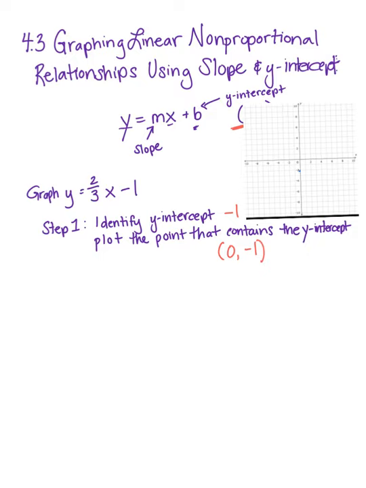Okay, so our next step is going to be to graph our second point. So we've got one of the points that was really easy because we just used our y-intercept with 0 being the x. So step 2, we are going to find the second point. So we're going to use the slope, which is m, to find the second point.